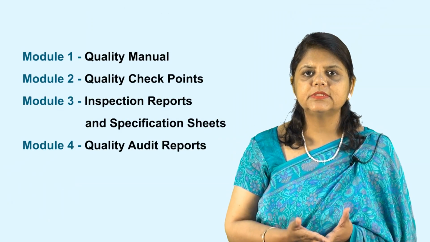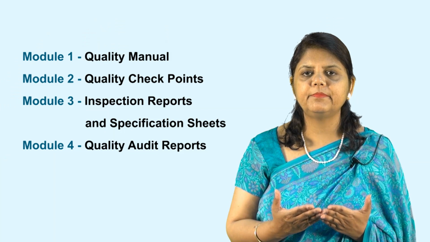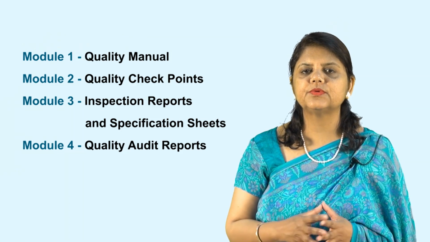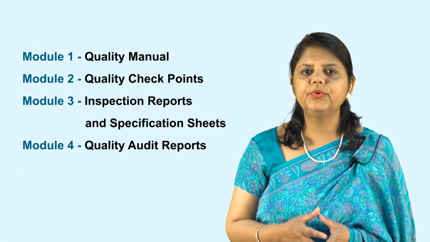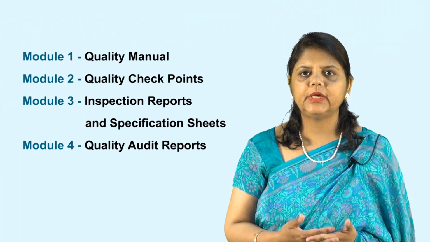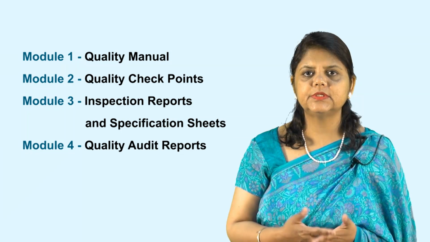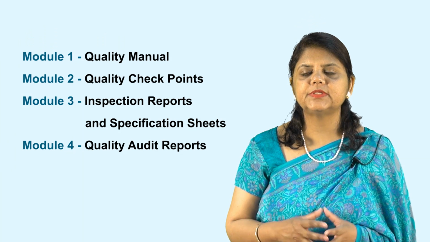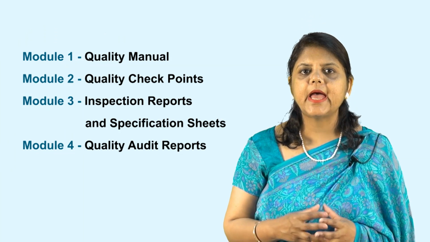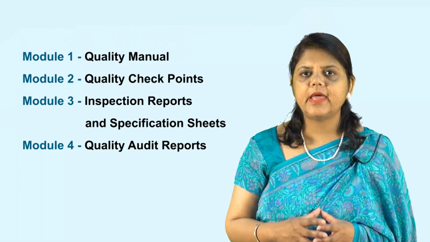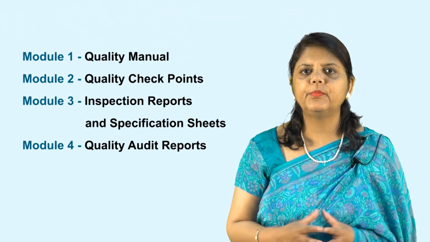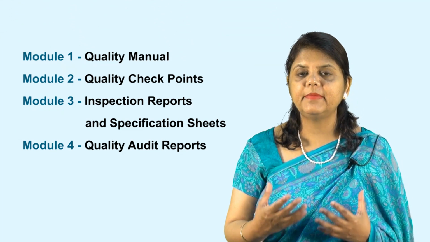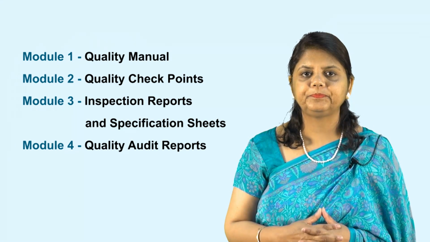Module 1 talks about the quality manual of an apparel manufacturing firm. What do they do through this quality manual? Module 2 is on quality checkpoints that need to be considered for certain products. Module 3 is on inspection reports and specification sheets, and Module 4 is an example of a quality audit report of an apparel manufacturing factory.